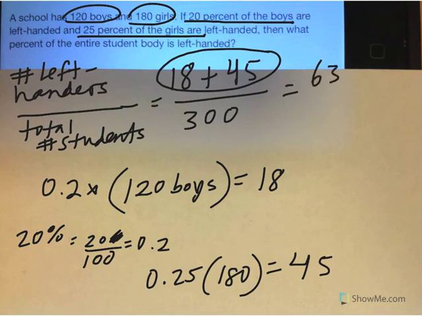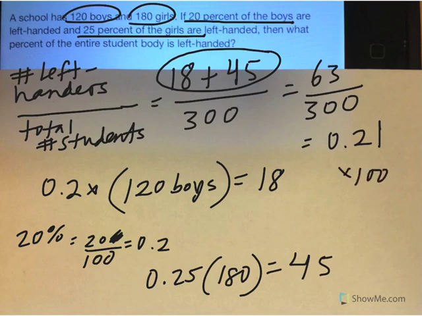All right, so here's our ratio, 63 out of 300. Let's find what percentage that is. Just divide. You get 0.21, okay? Change that to a percentage, multiply by 100, and you get 21%.